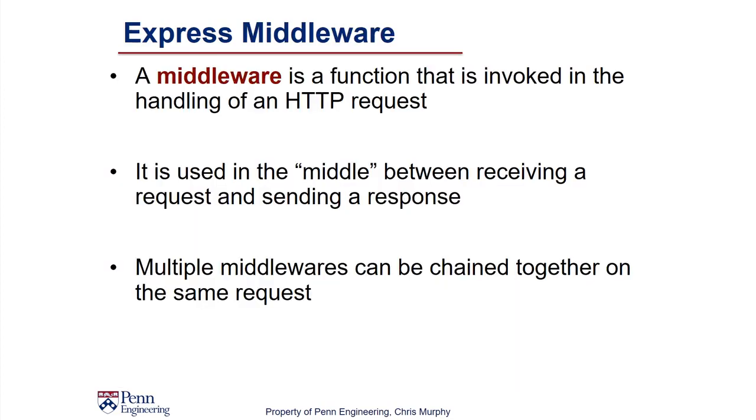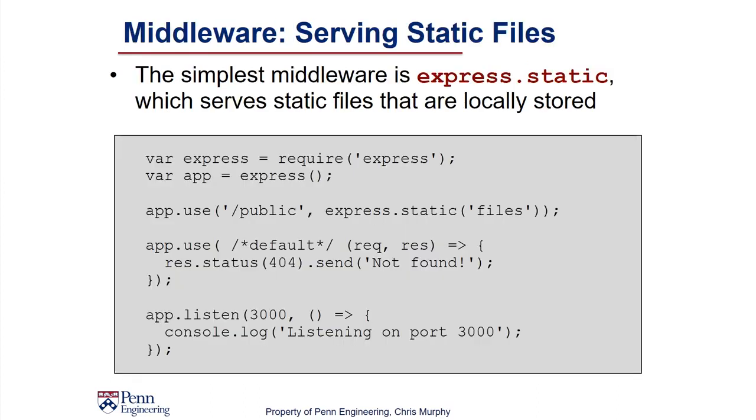Each of those functions that I showed is known as middleware. In Express, middleware is a function that is invoked during the handling of an HTTP request. It's called middleware because it's used in the middle between receiving the request and sending back a response. And as we'll see later in this lesson, multiple middleware functions can be chained together on the same request to construct the response. A simple middleware function that we can use is express.static.